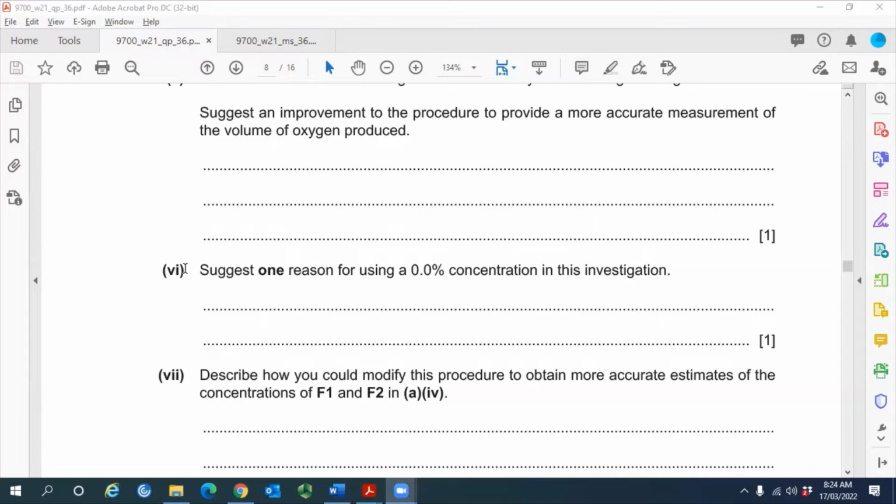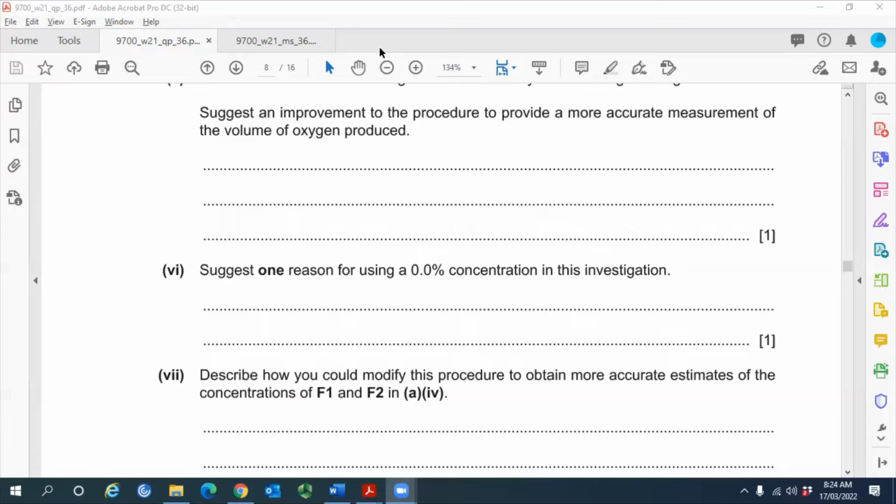So part 6, they remove the enzyme. In this case, they say why you want to remove the enzyme. You remove the enzyme to make this the control experiment, because you want to find out, is it the enzyme that catalyzes the reaction? Without the enzyme, is there any foam or not? So that's why you do this experiment. This is a control experiment to show that it is the enzyme that catalyzes the reaction. Okay, so this is part 6.